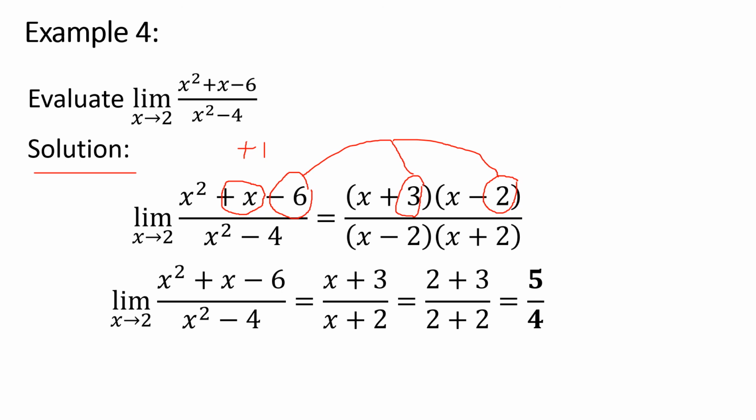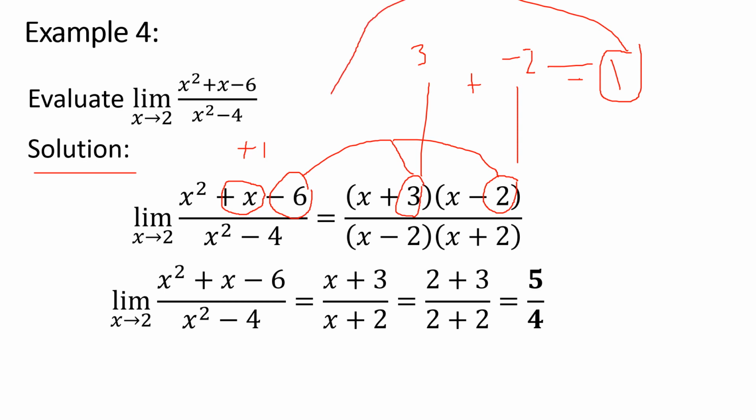Now, if we add these, 3 and negative 2, it provides you a positive 1 here. So here is your positive 1, and you satisfy your condition for your numerator. The same thing with your denominator.